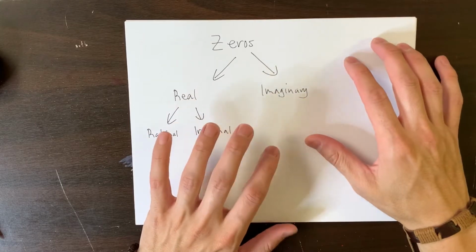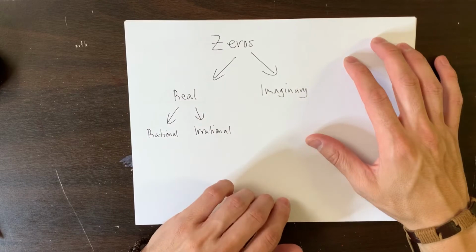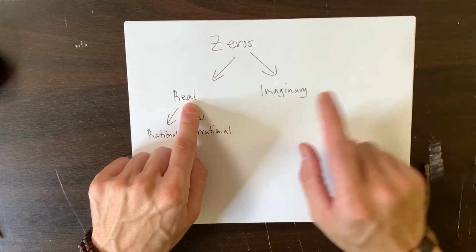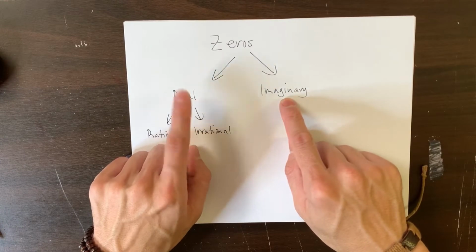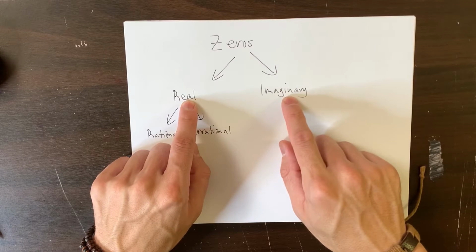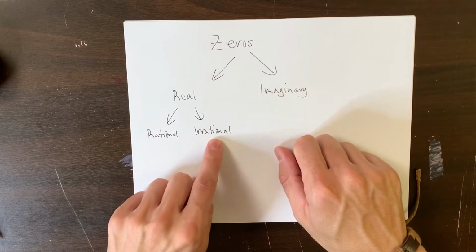So for this exercise, we are interested in the rational zero theorem. Now let me throw a few things at you here. Zeros can be both real or imaginary. If they are real, you can see them. If they are imaginary, you cannot see them. The real variety can be rational or they can be irrational.